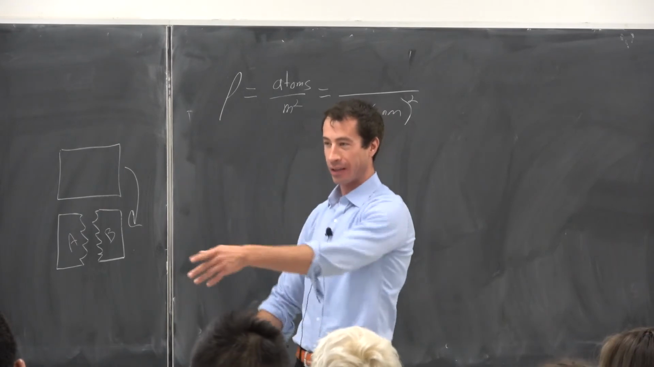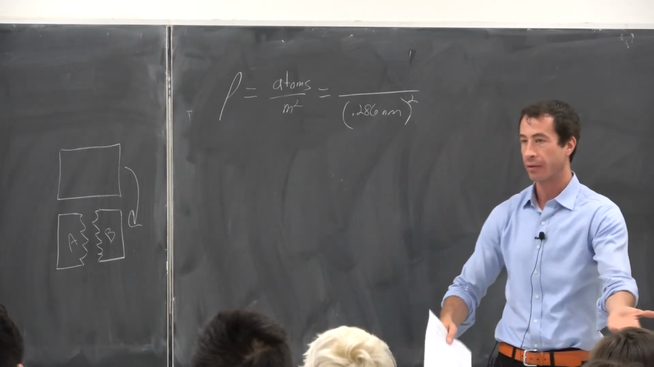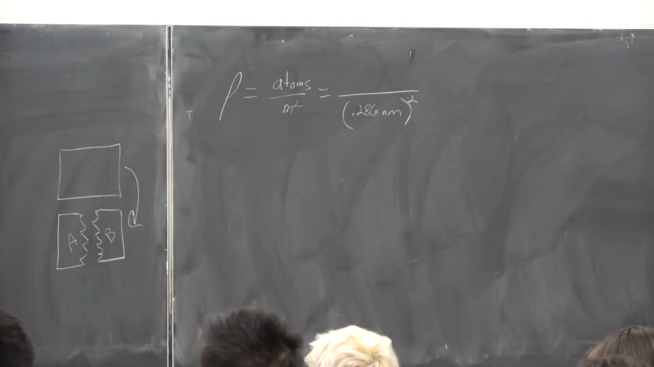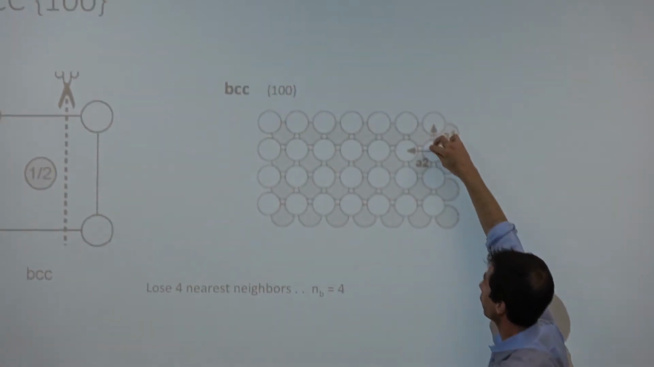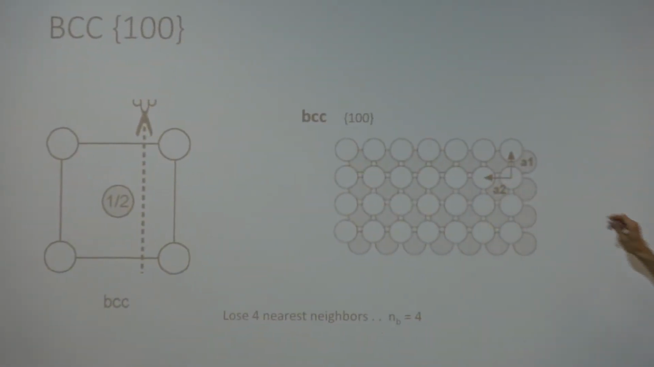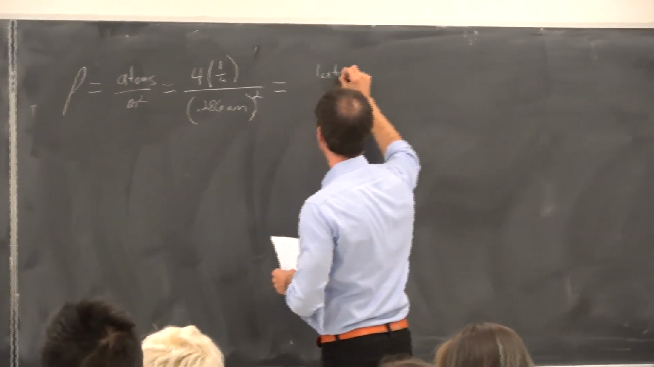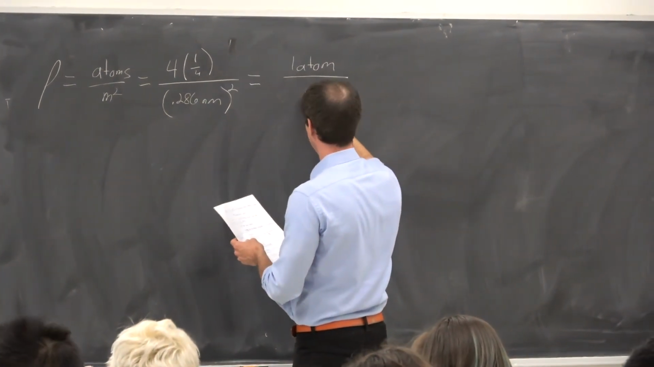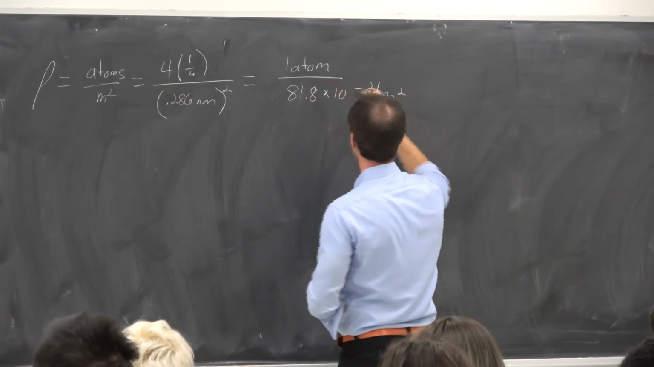How did you say it? Four quarters, which is one. And so if you look at it, do I have a different slice? Maybe this is my best slice. If this is your unit cell, you have a quarter, a quarter, a quarter, and a quarter. So 4 times 1/4 equals 1 atom per 81.8 times 10 to the negative 21st meters squared.